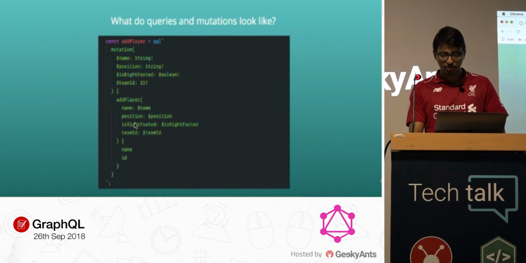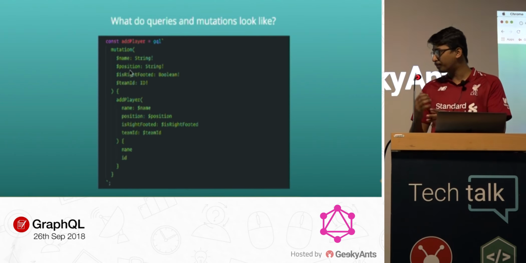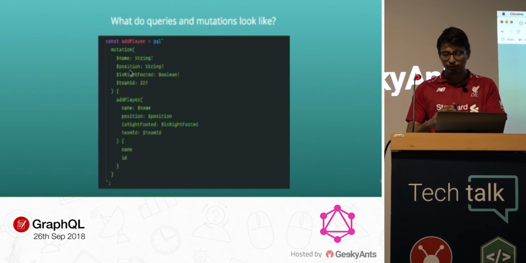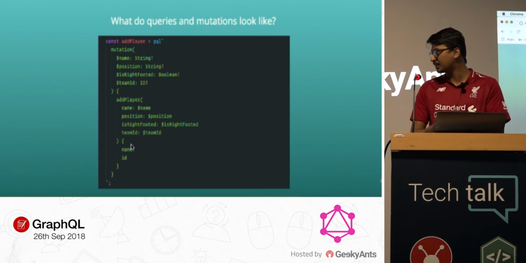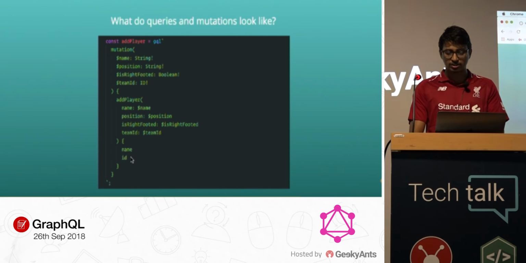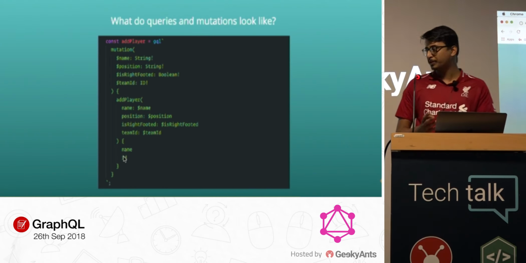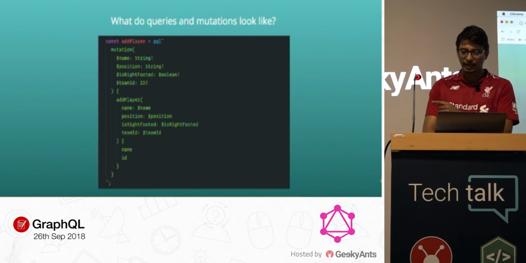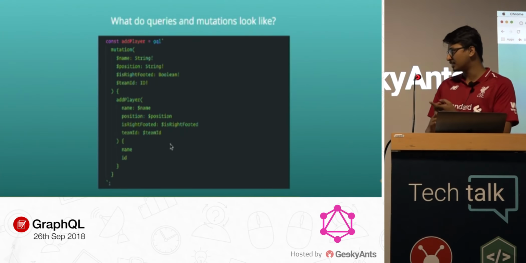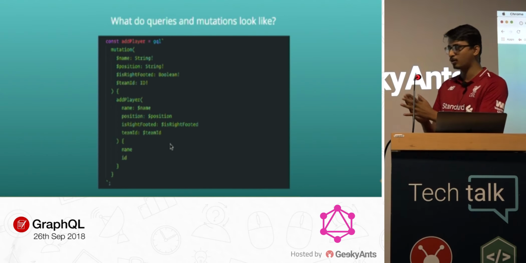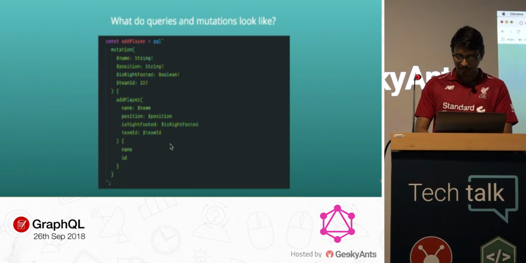And this is what a mutation looks like. I think this is very simple. We have all the arguments which we are passing, like name, position, and whatever we want the player to have, and then we are passing this value here, and then we are returning name and ID. We can actually return more than name and ID. What we return is completely up to us. For my example here, I only need the name and ID, so I'm just returning name and ID. So this is what queries and mutations look like.